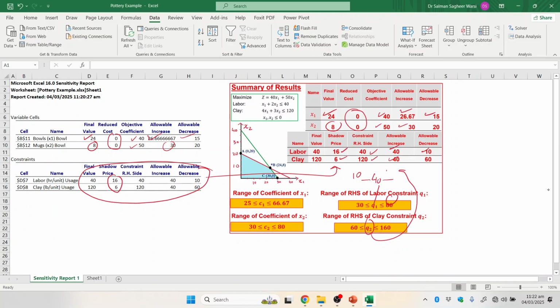So this is how we are going to do it in Excel. And you can see that our results compare well, they compare almost 100% with the results of Excel.